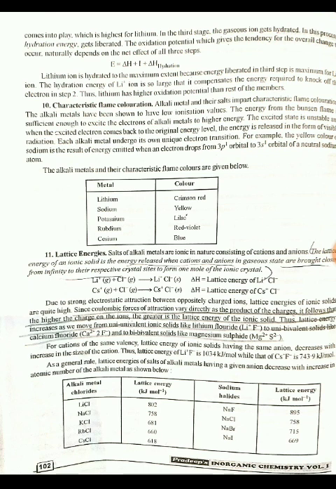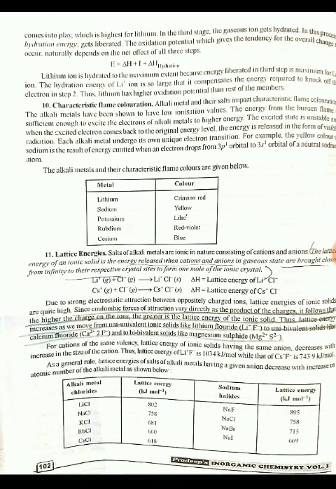For example, the yellow color of sodium is the result of energy emitted when an electron drops from the 3p1 orbital to the 3s1 orbital of a neutral sodium atom. The alkali metals and their characteristic flame colors are given below. Lithium: crimson red; sodium: yellow; potassium: lilac; rubidium: red violet; cesium: blue.